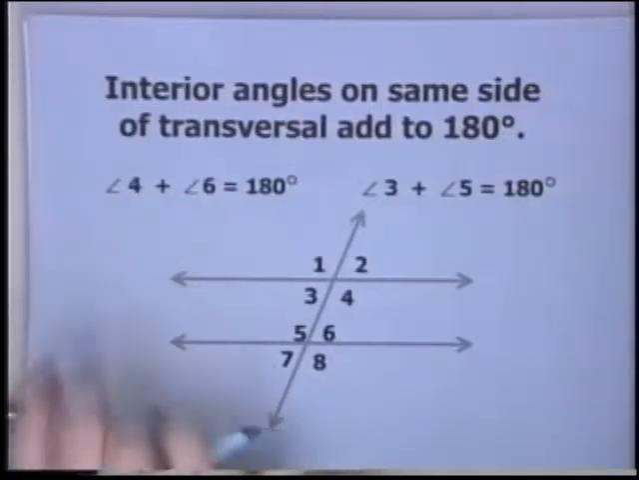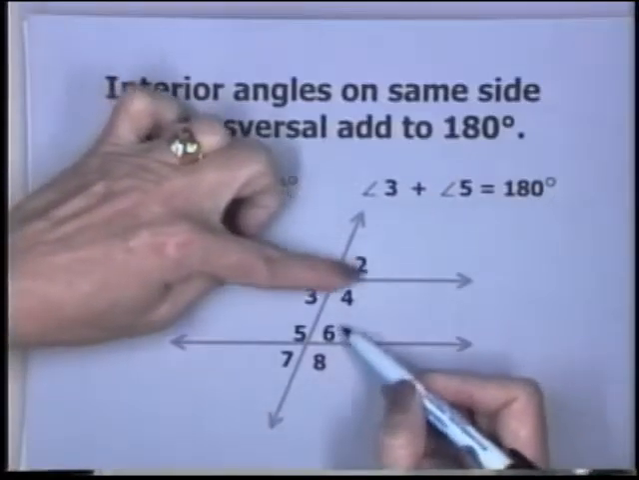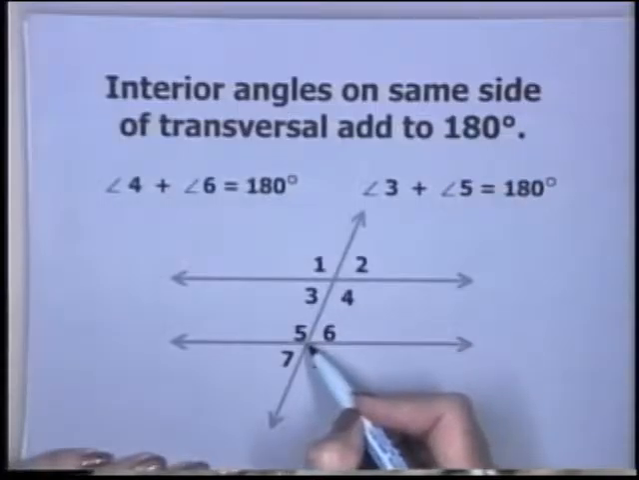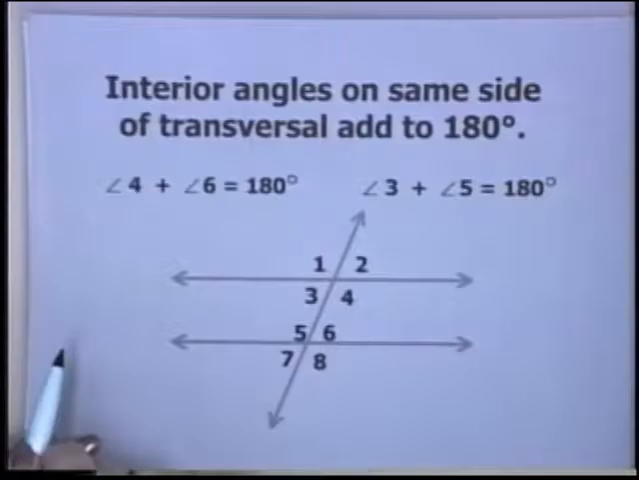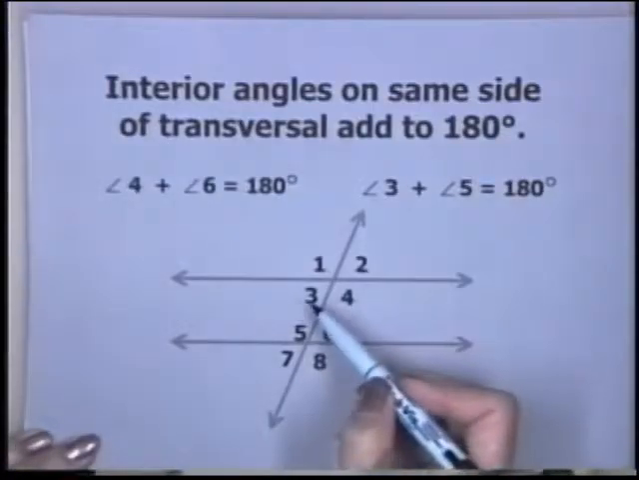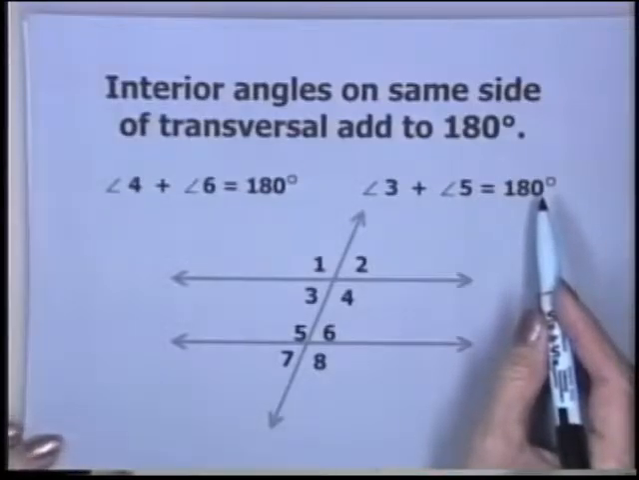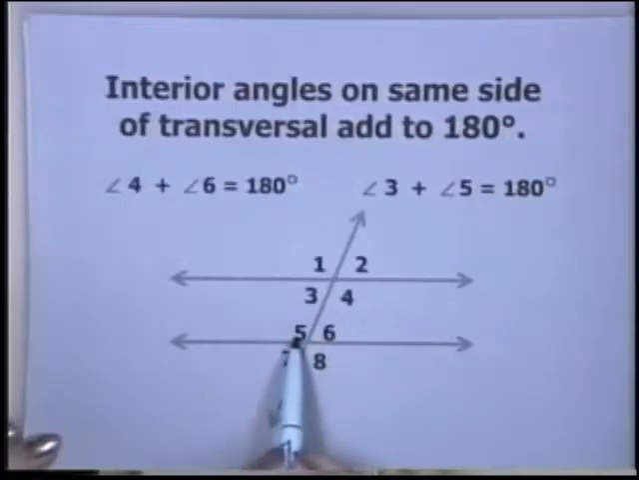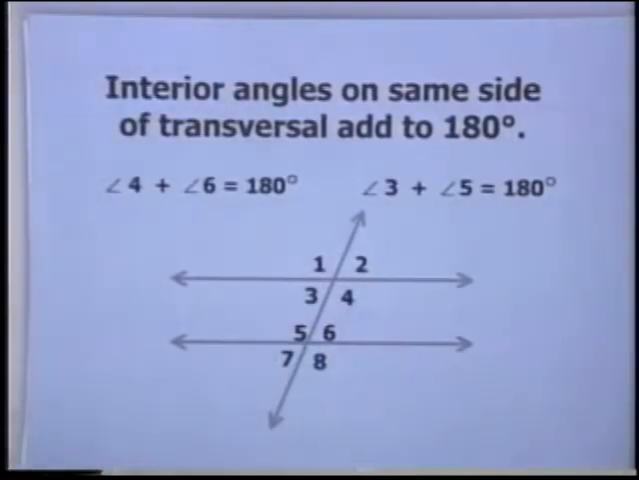So angle 4 and angle 6, do you see that angle 4 and angle 6 are inside the parallel lines, and they are both on the right side of the transversal? So angle 4 plus angle 6 equals 180 degrees. Angle 3 plus angle 5 will also equal 180 degrees because they are both on the left side of the transversal, and they are interior angles because they are inside the parallel lines.